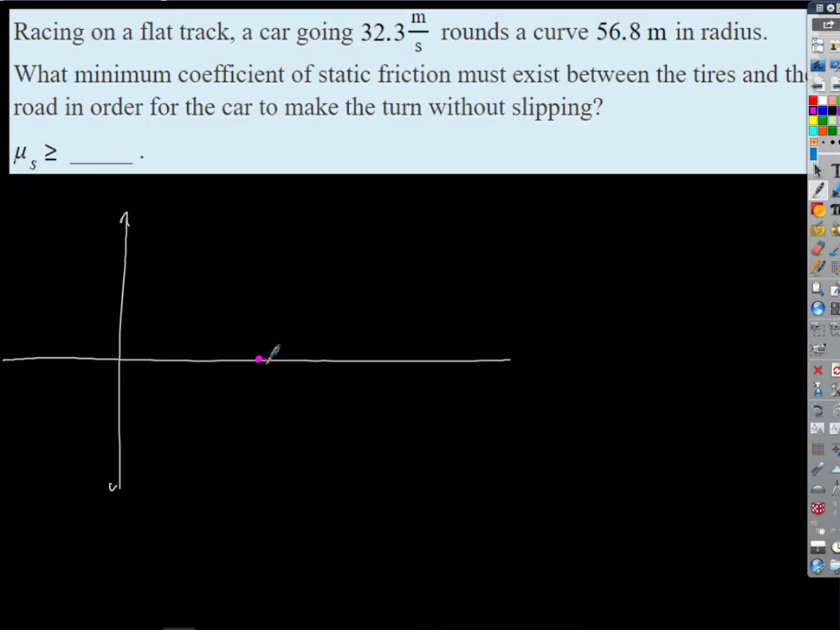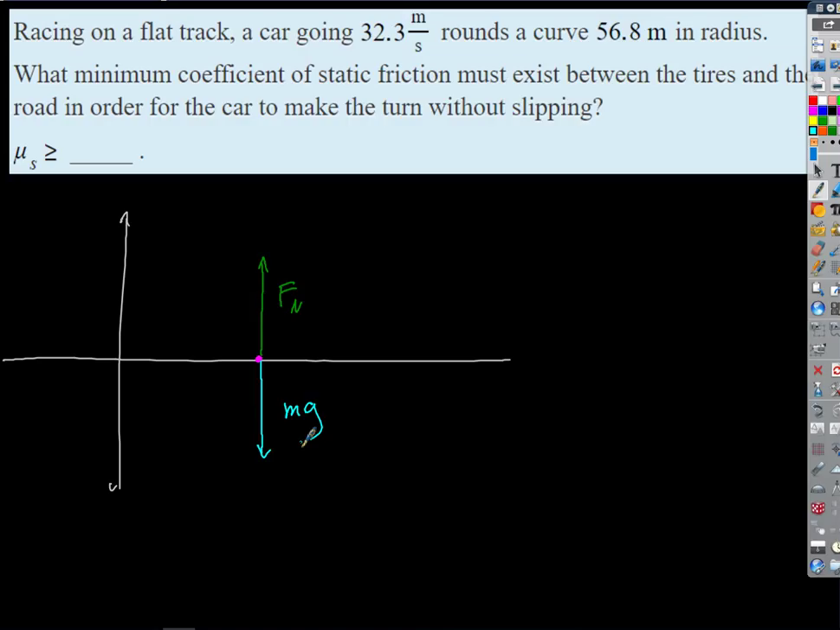So there's going to be a normal force, right? The road is pushing up on the car. So we've got our normal force pushing up. What else? Gravity. Gravity's pushing down. What else? Friction. Okay, there's got to be friction, doesn't there?